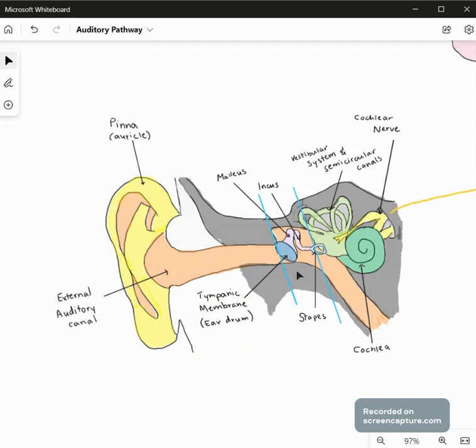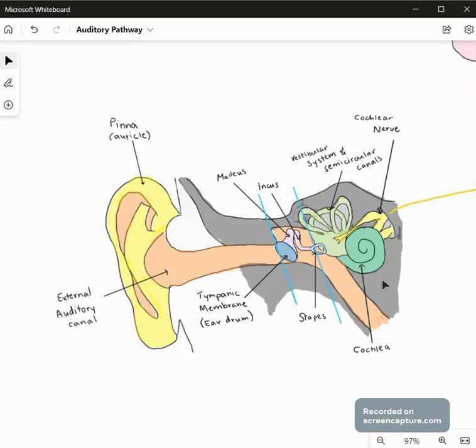The middle ear is an air-filled cavity that is separated from the outer ear by the tympanic membrane, otherwise known as the eardrum. It has three ossicles inside of it, or bones, that sit right behind the tympanic membrane. These are called the malleus, the incus, and the stapes.